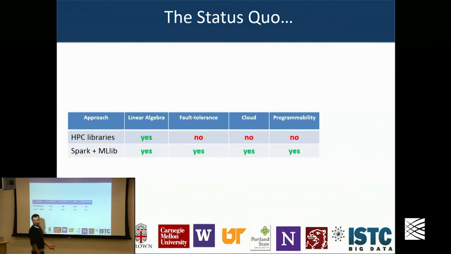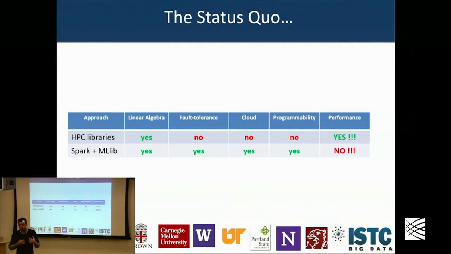Now, on the other hand, you have Spark and MLlib. And this is awesome. A lot of people love it, and they should, because MLlib provides you some of the functionality you need. You have fault tolerance. It's a very robust system. You have the cloud deployment, and you do have programmability. At least if you get to know it, things can become easy. And this is a personal statement I'm going to make right now. In performance, you see this. Performance is the way I perceive it as an HPC person.